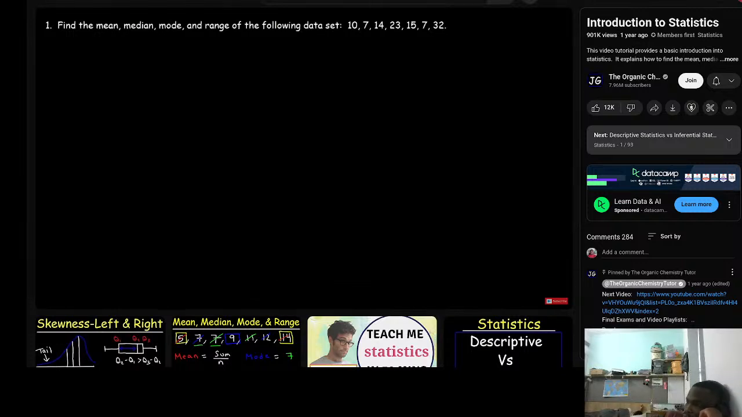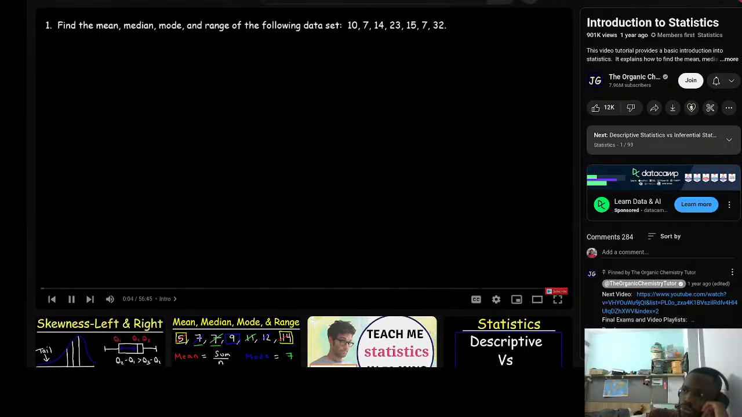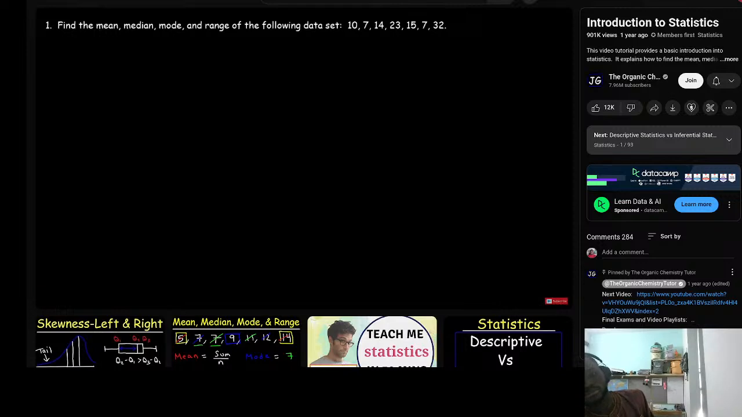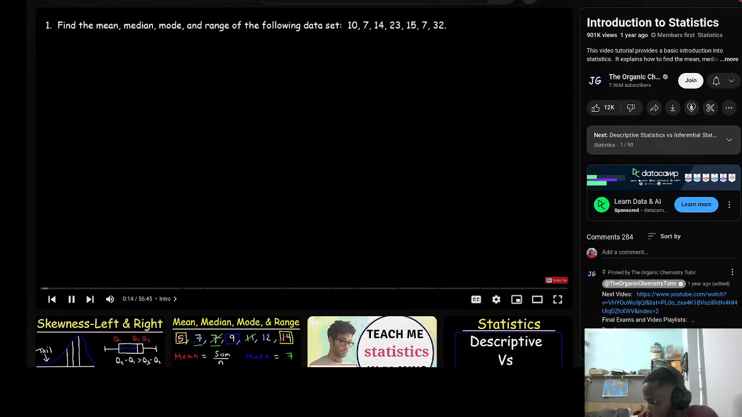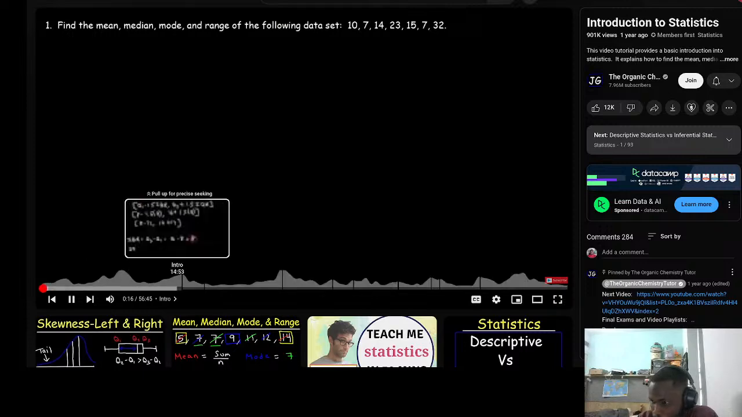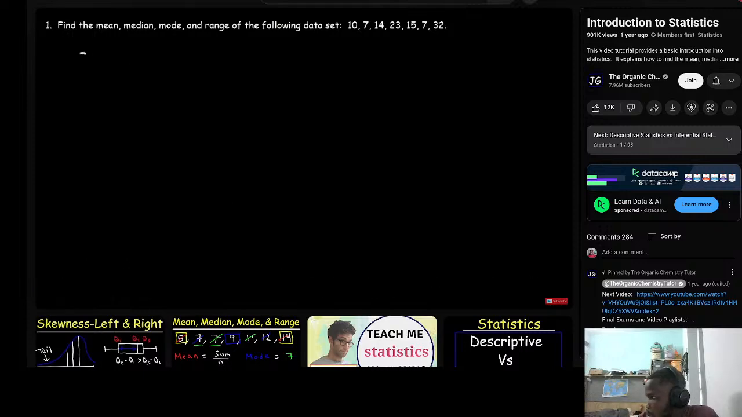Let's start with this problem. Find the mean, median, mode, and range of the following data set. Now the first thing that I would recommend doing is arranging the numbers in increasing order. So the lowest number is 7.